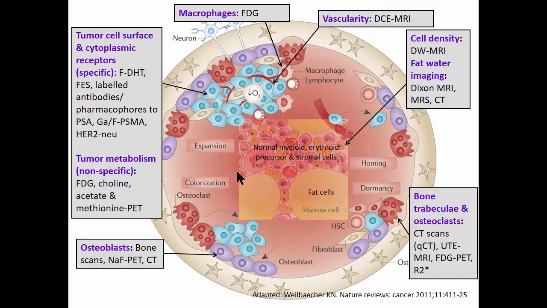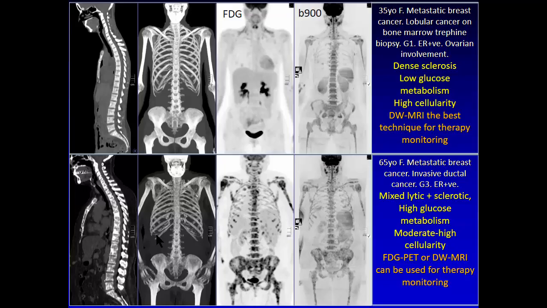for example. If you were interested in the tumor, then you could be much more specific by using tumor cell specific markers or cytoplasmic markers such as FDHT, PSMA, etc. Or you could use non-specific tumor markers such as FDG PET or choline PET, etc., etc. And then by combining information from all these modalities, i.e. multimodal imaging, you can develop an understanding of what you see.